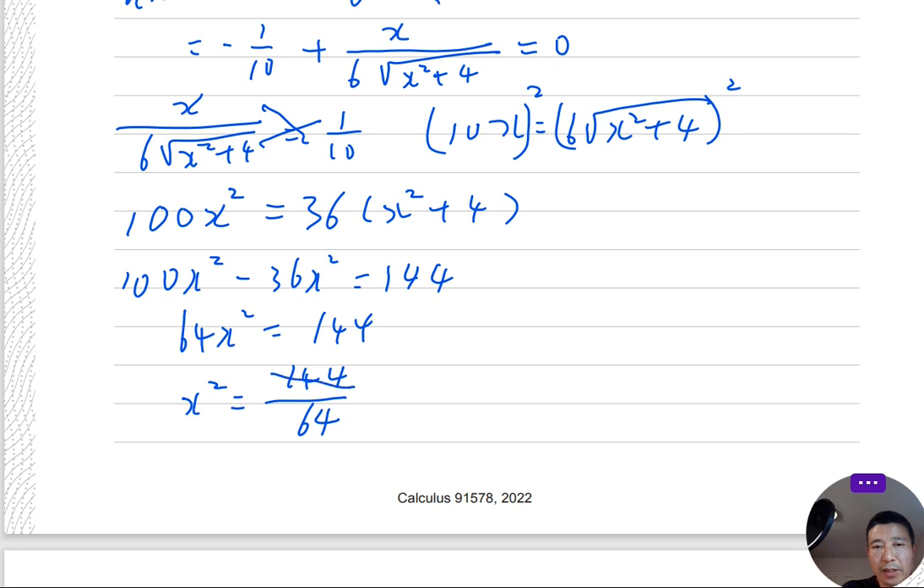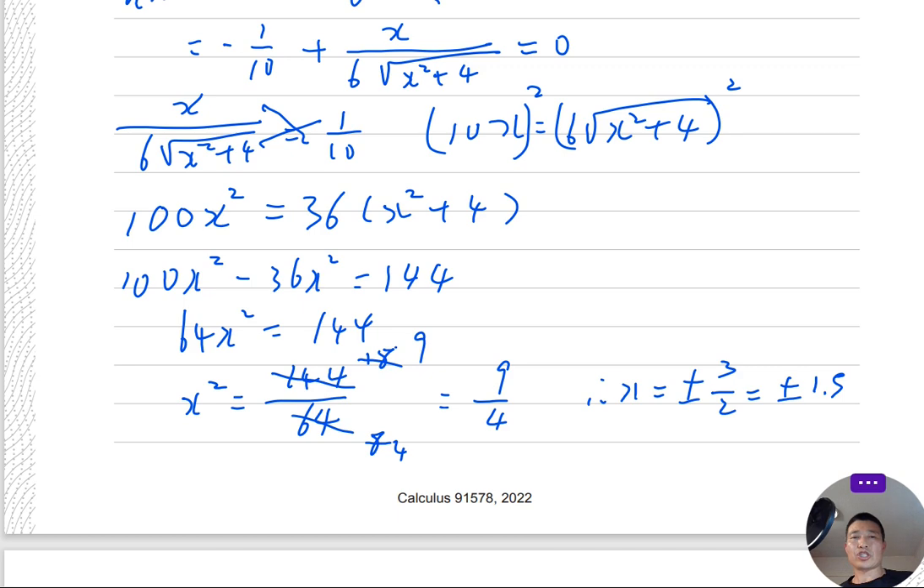And divide by 8, 18 over 8, that becomes 9 quarters. So x squared is 9 quarters. Hence x must be plus or minus 3 over 2, which is plus or minus 1.5.